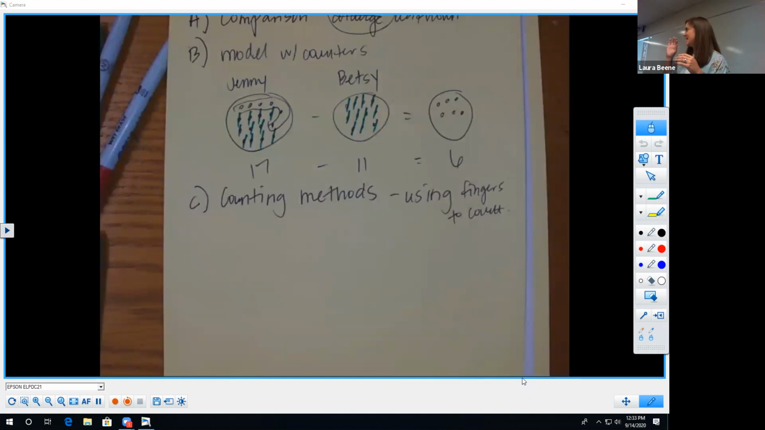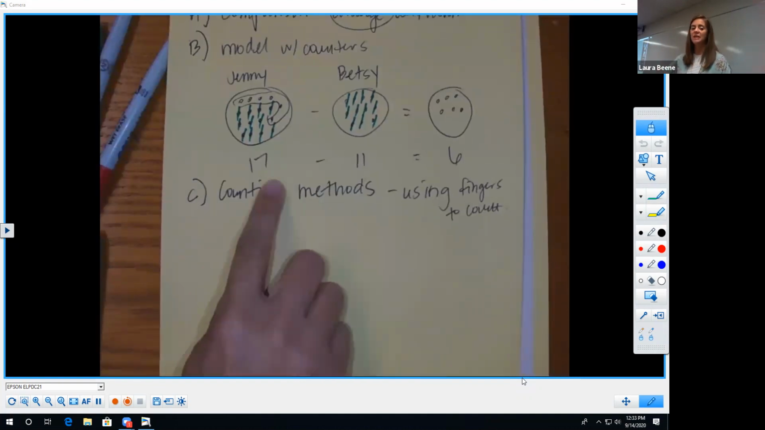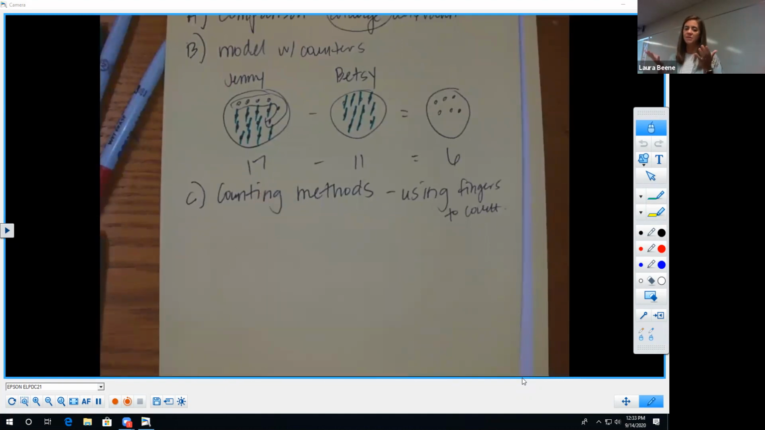And so it takes a lot of time for them to get up to this next method. This is a great example of it because you can't do this problem with your fingers. You can't count up 17 and then take away 11 fingers because you don't have enough.